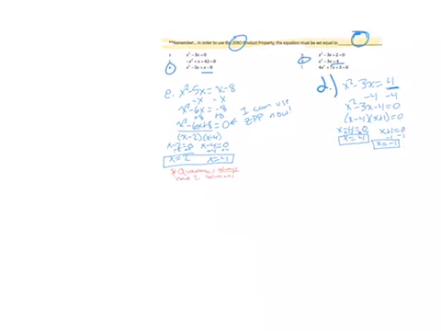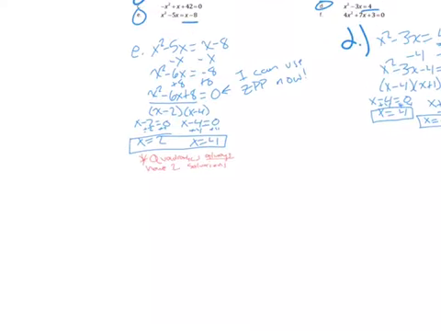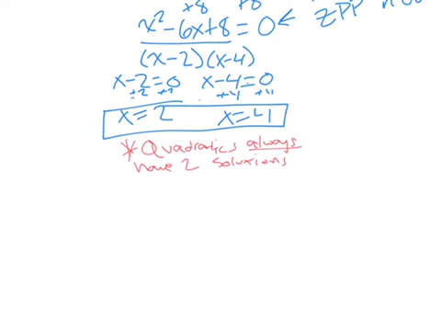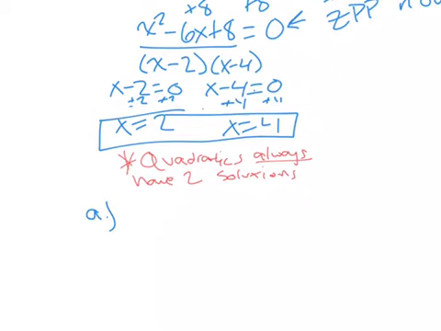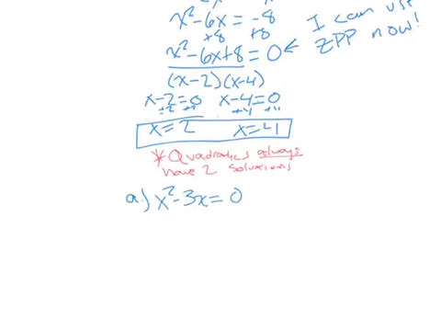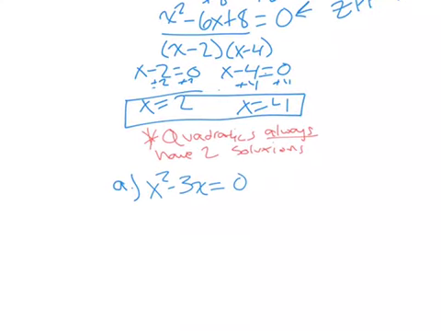Okay? So there's a lot of other ones here. Let's see if we can get to work on all the other ones. Let's go with letter A. Zoom in a little bit here. A. That one is x squared minus 3x equals 0.